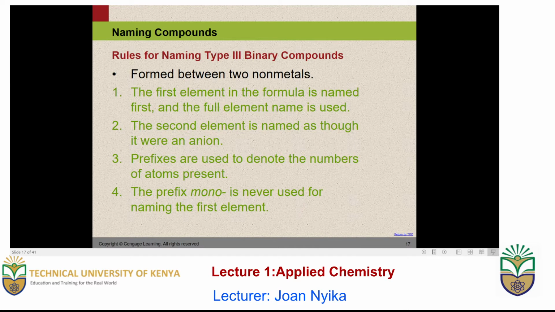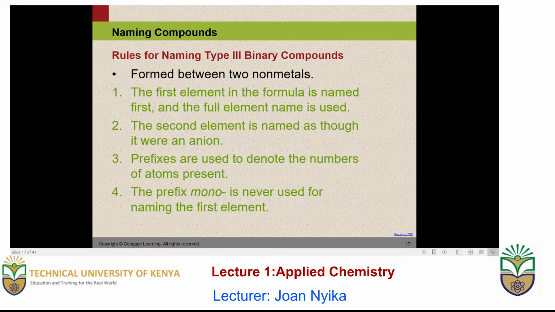Good day. Today we are going to look at another aspect we did not look at in our previous class. In our last class, if you remember, we looked at the naming of bases, the naming of acids, and in acids we talked about the hydroelementic acids and the oxy acids.